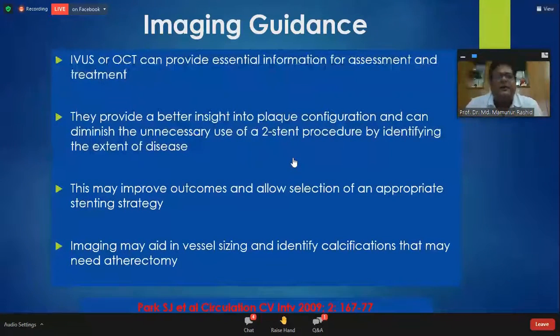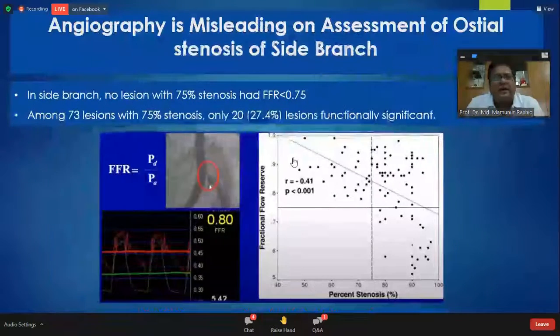Imaging support is needed in case of left main distal bifurcation lesion. IVUS or OCT can provide essential information for assessment and treatment. They provide a better insight into plaque configuration and can diminish the unnecessary use of two-stent procedures by identifying the extent of disease. This may improve outcomes and allow selection of an appropriate stenting strategy. Imaging may aid in vessel sizing and identify calcification that may need atherectomy. And angiography sometimes is misleading about the severity of the lesion.